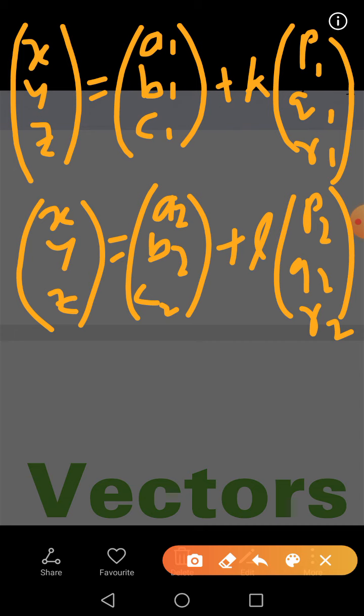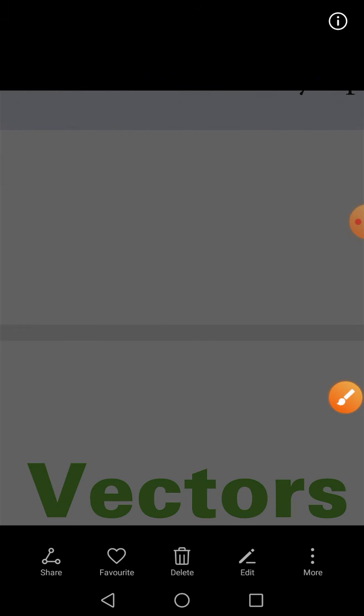I think I will remember these equations. Now I am rubbing them out. So for the first equation, what can we write?